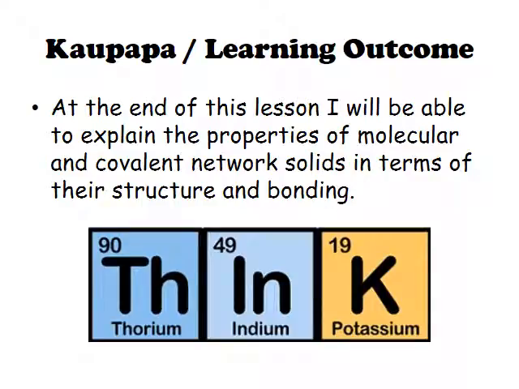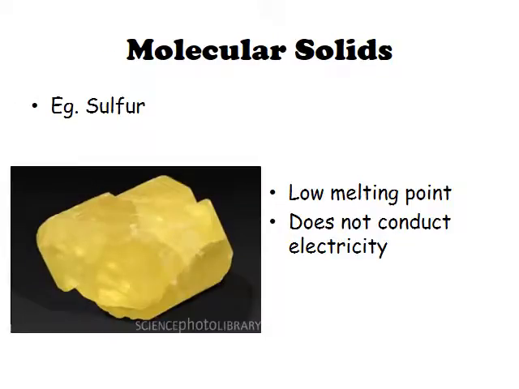So in this lesson, after the previous lesson about ionic solids, we're going to learn about the properties of molecular and covalent network solids in terms of their structure and bonding. By the end of the lesson, you should be able to explain the properties of these network solids and molecular covalent solids in terms of their structure. So molecular solids we'll start with first.